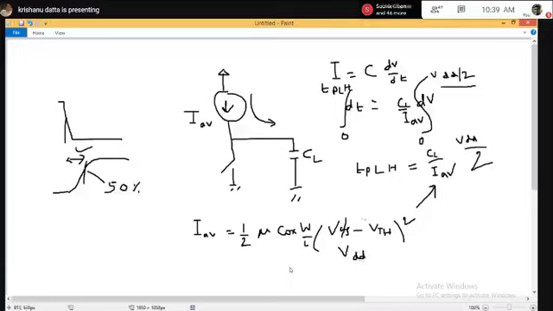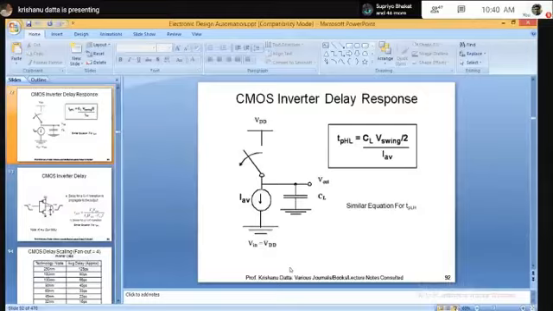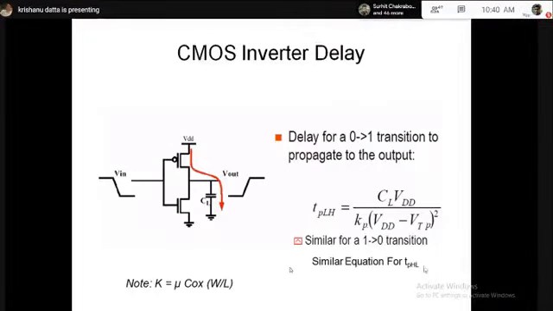And for NMOS, when you are calculating the delay for pull down, mobility will be for NMOS, W and L will be for NMOS. Otherwise, the equation is identical, which I told you, right? There is no difference in physics between NMOS and PMOS. So now if I replace this equation, ultimately that will change the equation to something like this. This is the total equation. The delay equation is CL VDD by K (VDD minus VT) square, where this K factor is mu Cox W by L.